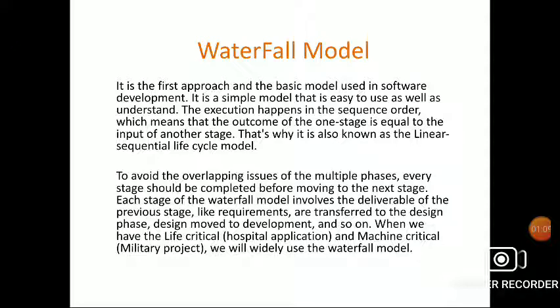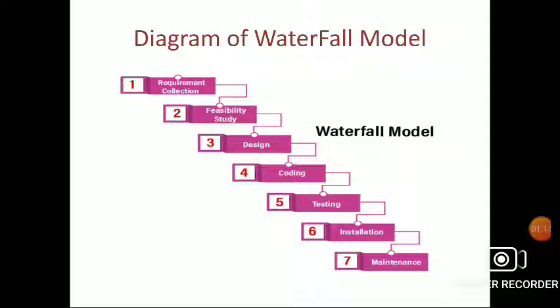Coming to the next slide, the diagram of the waterfall model. There are seven stages. The first one is the requirement collection, and the next one is feasibility study, next design, coding, next testing, installation, and maintenance. Now, suppose you pour water on the first stage, automatically the flow will continue to the seventh stage of the waterfall model. Coming to the requirement collection.